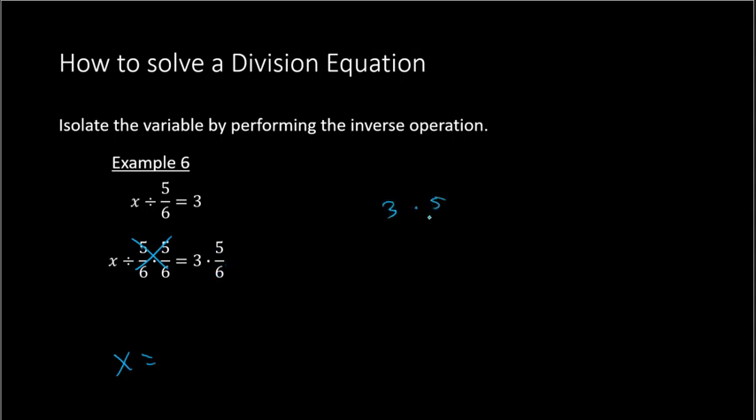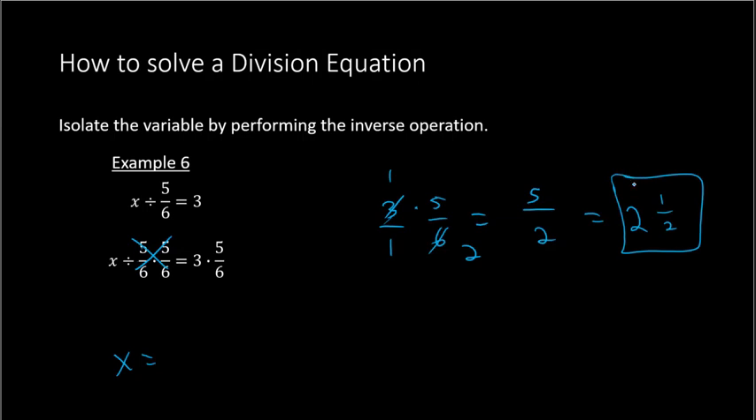So 3 times 5/6, we have 3/1, same thing. 3 and 6 can be divided both by 3 to get 1 and 2. So now we have 1 times 5 is 5 on the top, 1 times 2 is 2 in the bottom. So we have 5/2, which you can divide. You have 2 and a remainder of 1, so 2 and 1/2. So our solution is 5/2, or 2.5, same thing.